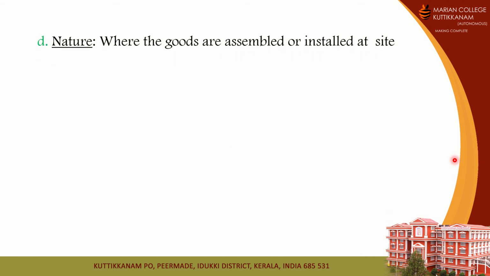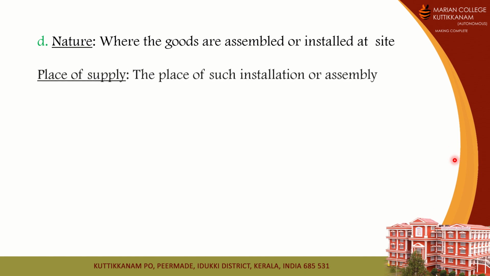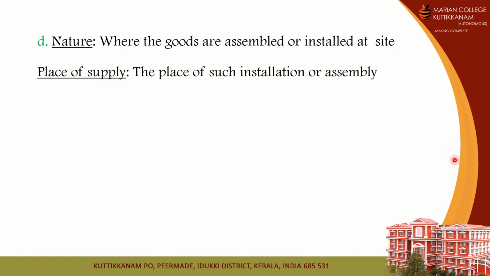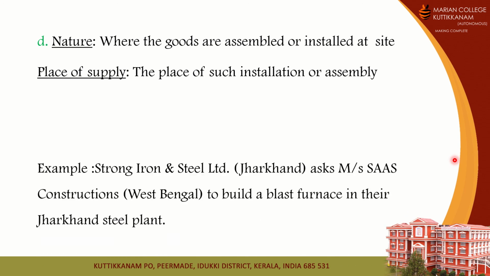Then let's say the fourth situation. The fourth situation is also comparatively simple. It is where the goods are assembled or installed at site. We know that certain machinery, plant or equipment will be assembled or installed at the particular site itself. In that situation, what will be the place of supply of such goods? That is our point of discussion. The place of supply will be the place of such installation or assembly. So where that installation or assembling is happening will be the place of supply of such goods. Okay. Let's see an example.